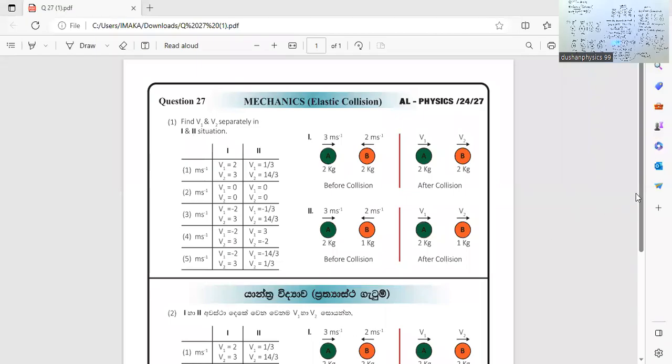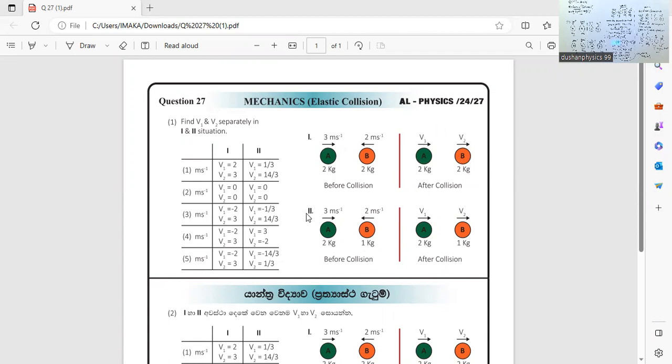Question number 27 now, that's elastic collision. They have given two situations. In the first situation, A and B have the same masses, but they are moving in opposite directions. A is moving at 3 meters per second to the right, B is moving to the left at 2 meters per second. They're asking what the two velocities are after the collision.